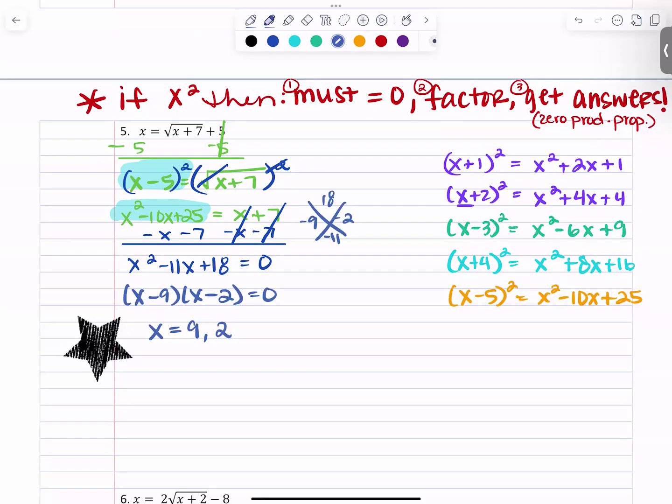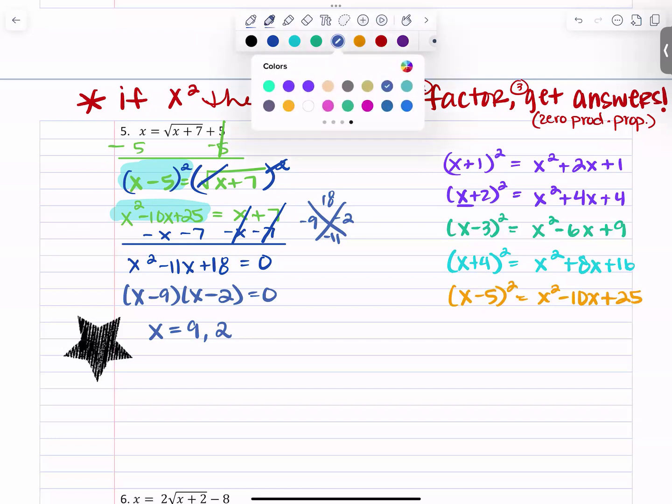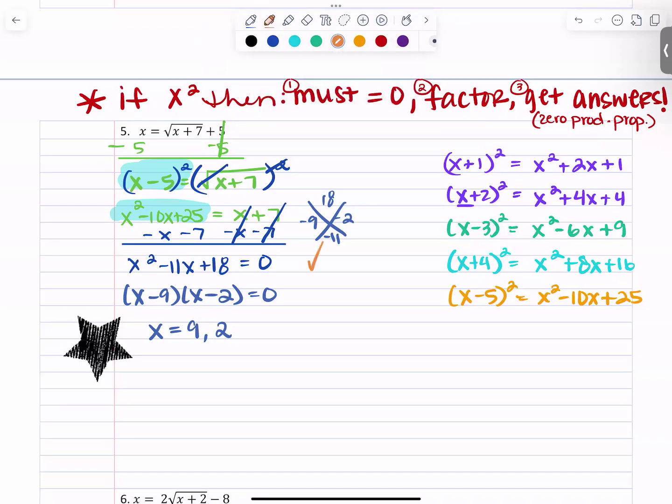But again, we have to check. We have to check and see if those answers would actually work or not. So you're going to take those two answers and plug them back in, each of them. So 9 equals 9 plus 7 plus 5. 9 plus 7 is 16. Square root of 16 is 4. 4 plus 5 is 9. So that one works. But you got to check the other one just to be sure.